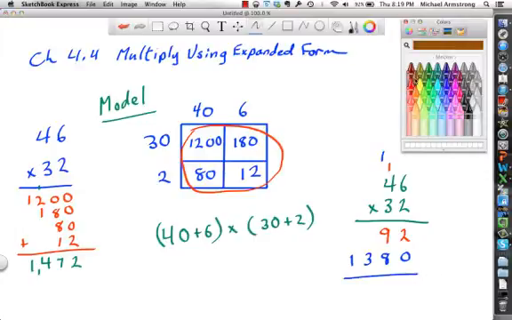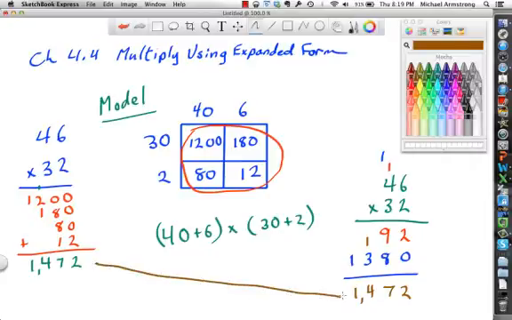Add these together. Carry that 1. And it looks like we got the same number. These match. Okay, so that's a pretty good way to check. Okay, this is a great way to multiply using the expanded form. And since this chapter is about decimals, that's really what we need to be doing.